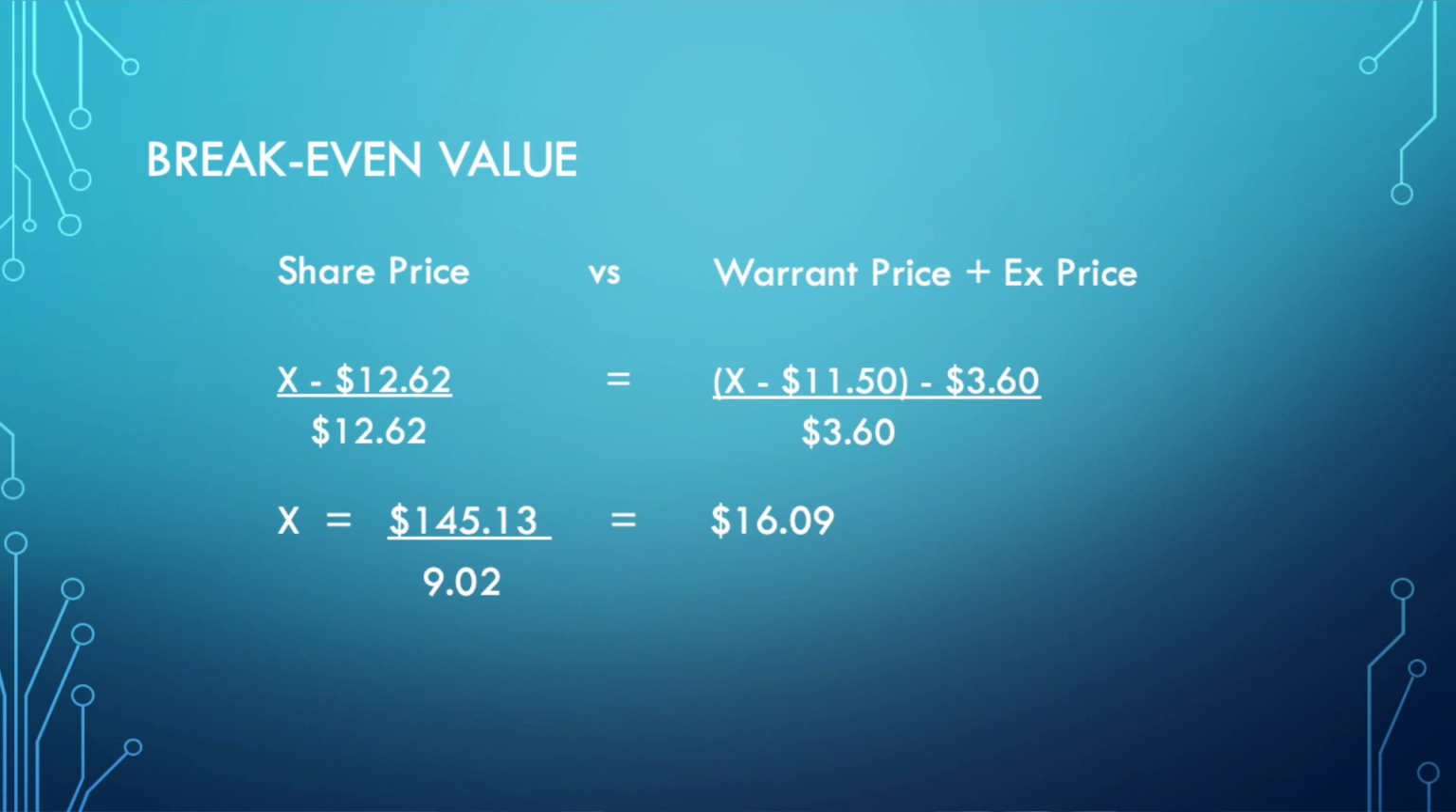I mean, this is what the equation looks like. You solve for X, there's a few steps involved in that, but essentially X is going to be equal to $145.13 over 902, which gives you the break-even price of $16.09. So that is what you would anticipate the share price to go to for you to break even. If you think it's going to go above that, you might say to yourself, well, I should get the warrants. But if you think it's going to stay below, then you might be better off with the shares.